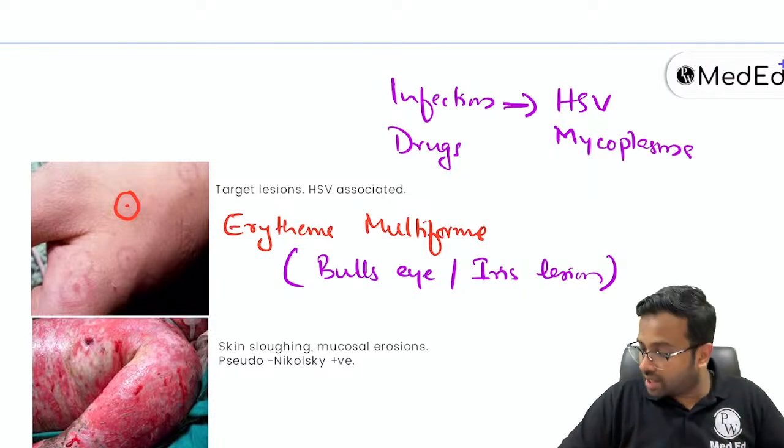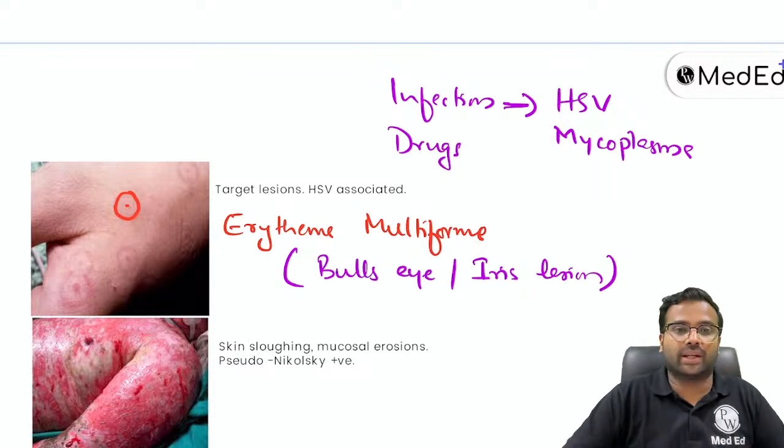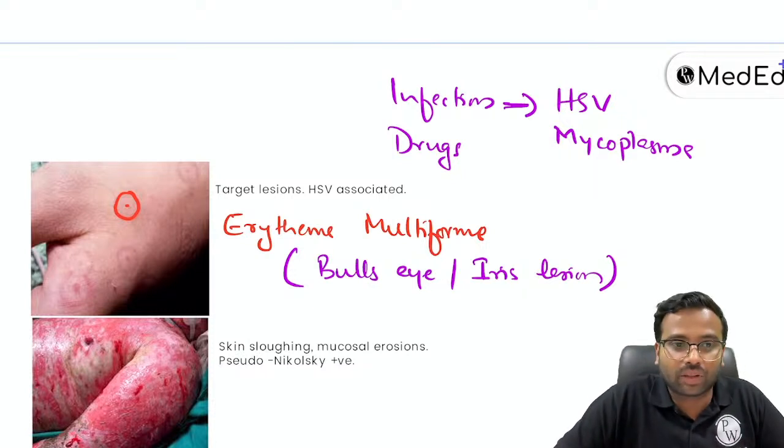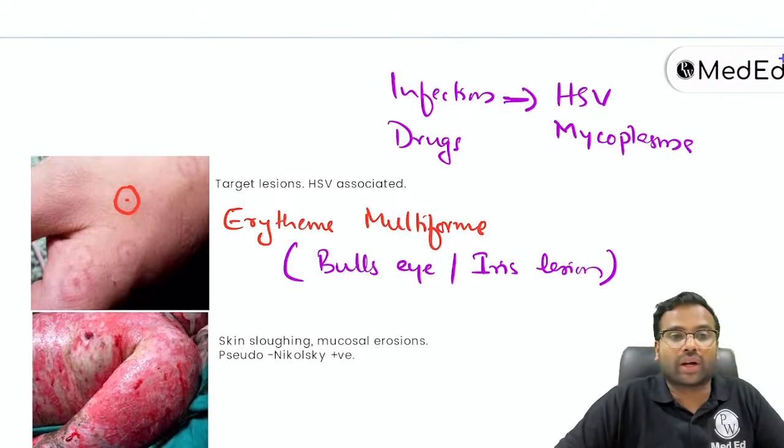Mycoplasma infections can also be associated. So now let's see the next one.